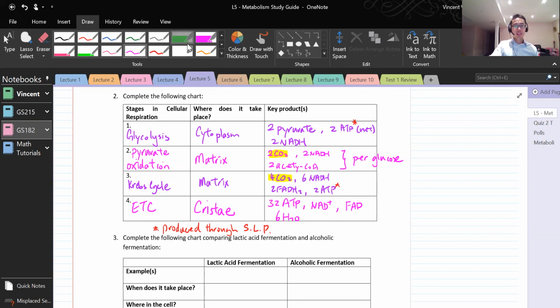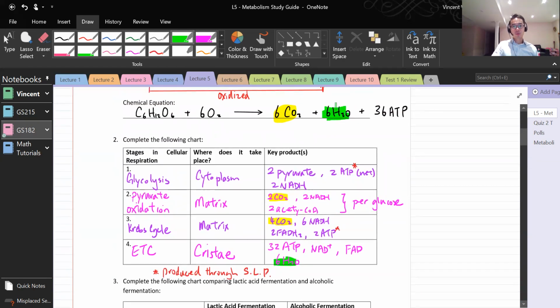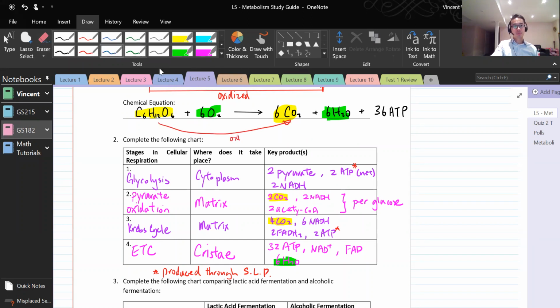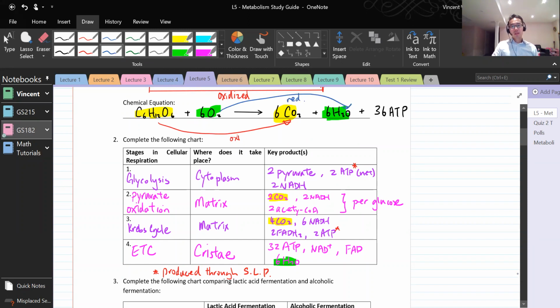Of course, these H2O correspond to these H2O. Remember, the oxygen will get reduced into the water, whereas the glucose will get oxidized into carbon dioxide. So oxidized, just like what we said above, and then this is going to be reduced. Is that okay?